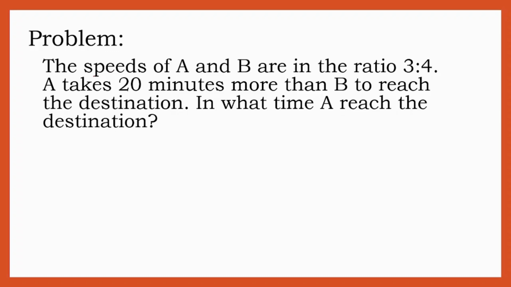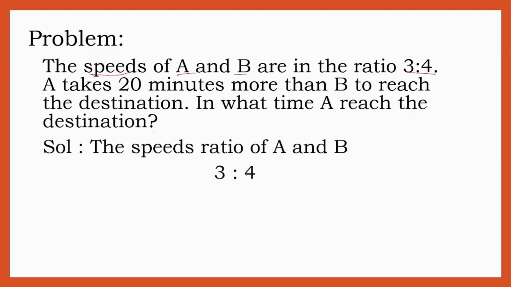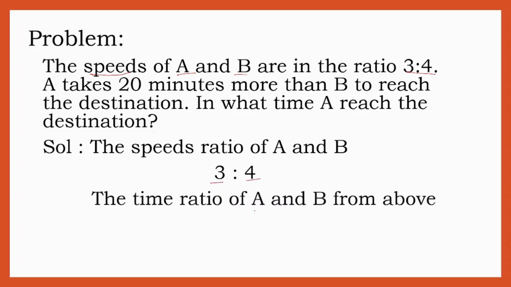Let us see the first problem. The speeds of A and B are in the ratio 3 to 4. A takes 20 minutes more than B to reach the destination. In what time does A reach the destination? So here the ratio of speeds of A and B is given as 3 to 4. Then the ratio of time will be the opposite, that is 4 is to 3. That's why it will be 4x is to 3x.